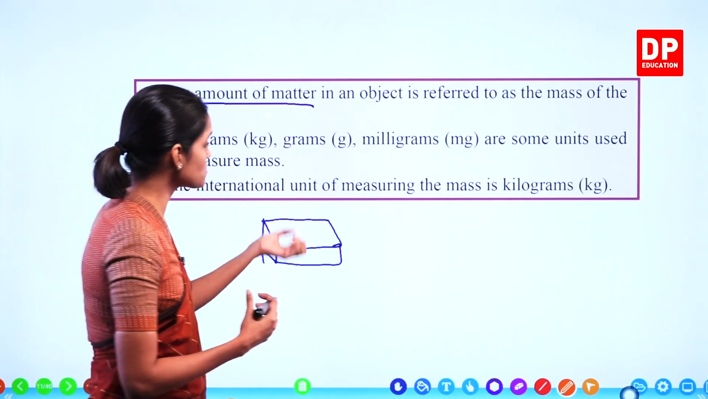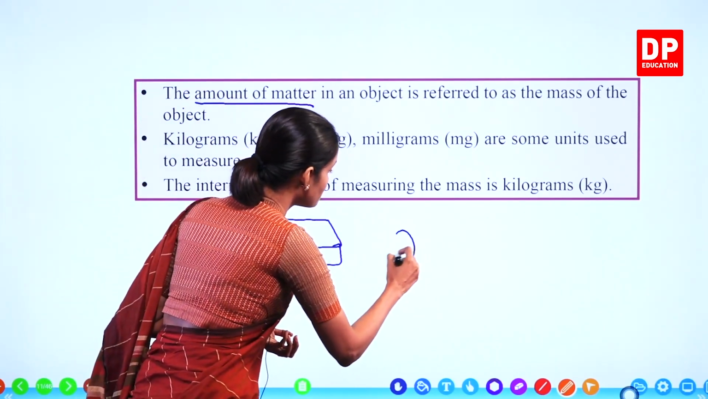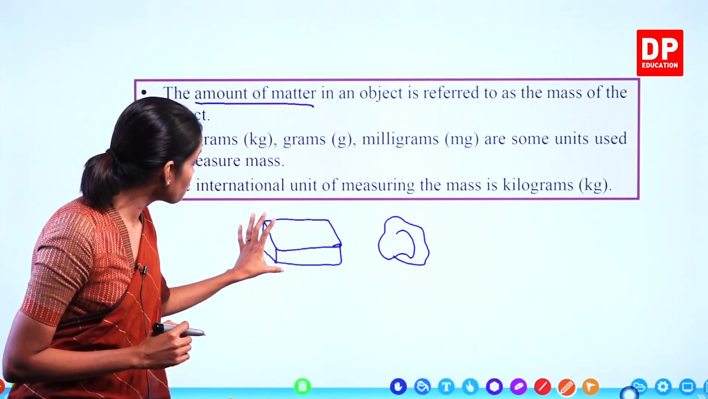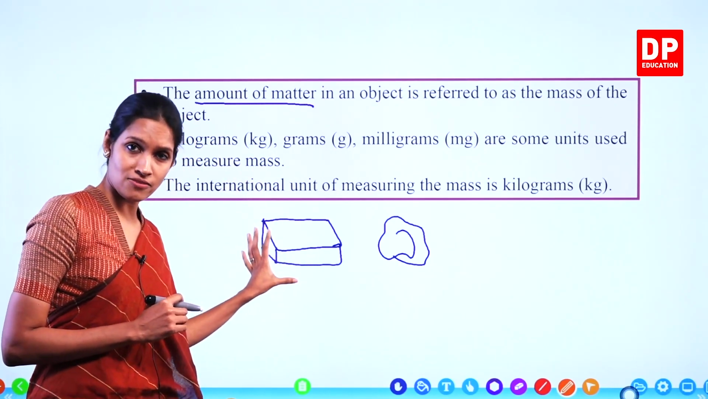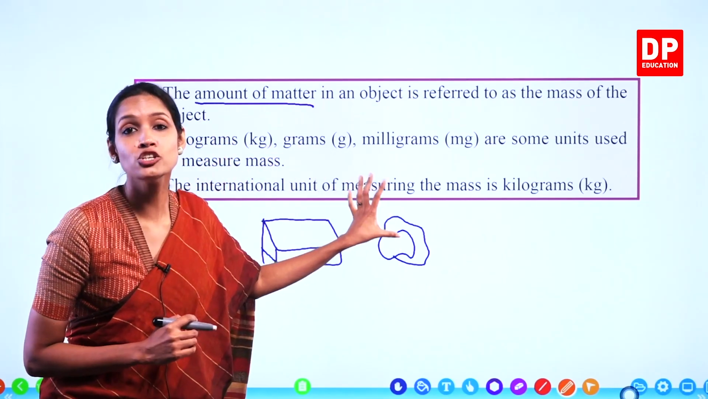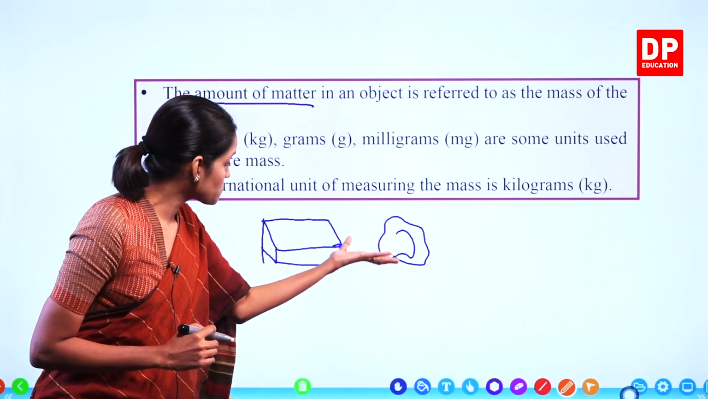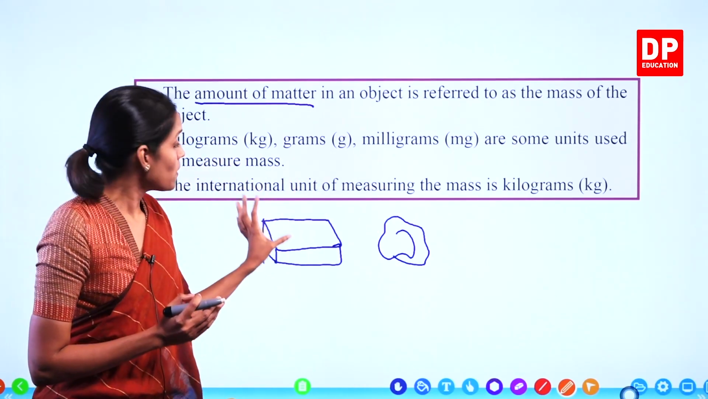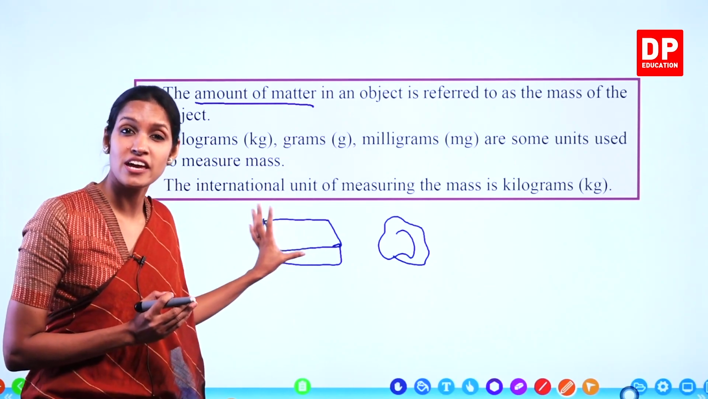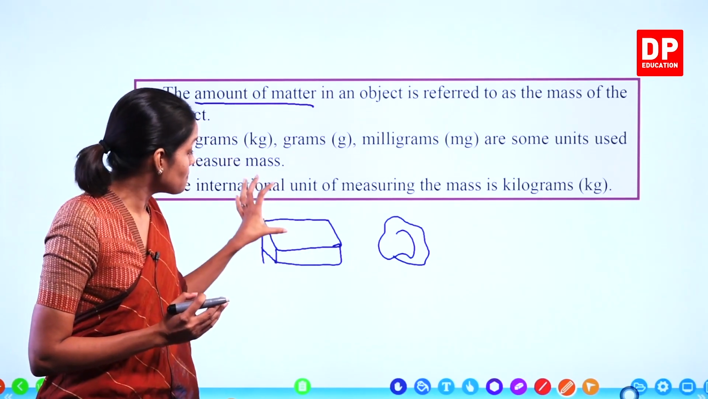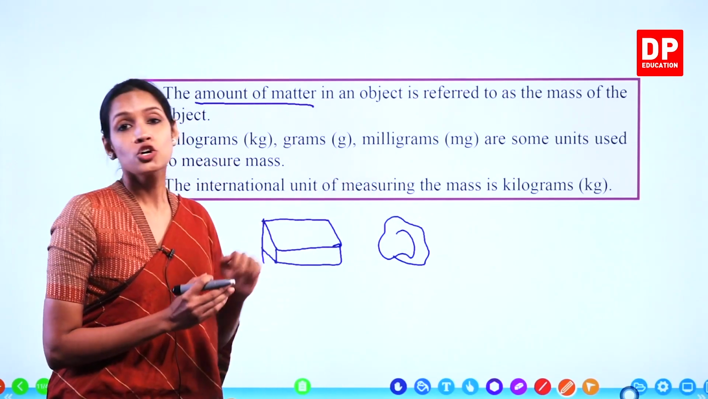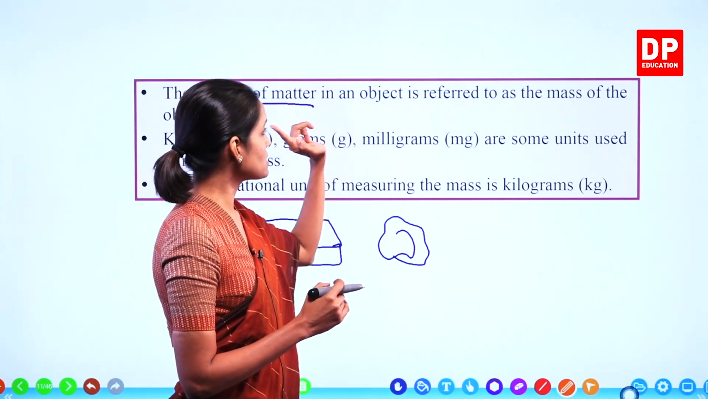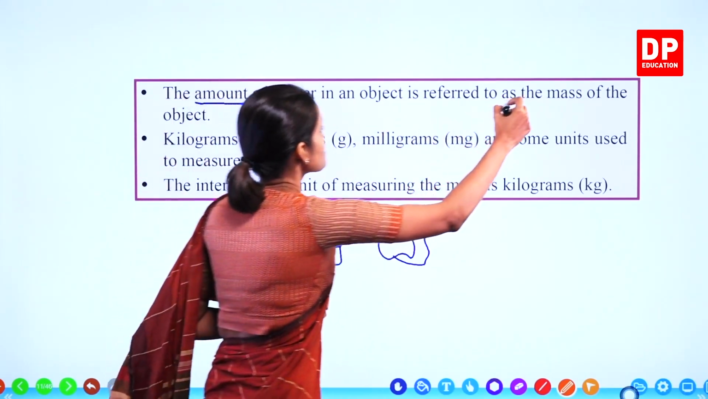If you take the same size piece of, let's say, cotton wool, what happens? It's very light. What is the reason? The amount of matter present in iron is higher than that of the amount of matter present in cotton wool. Understand? That is why if you take the same size pieces of cotton and iron, what will happen? This piece of iron will be heavier. That is because here the mass is higher than that of the cotton wool. Understand? So the amount of matter in an object is referred to as the mass of the object.